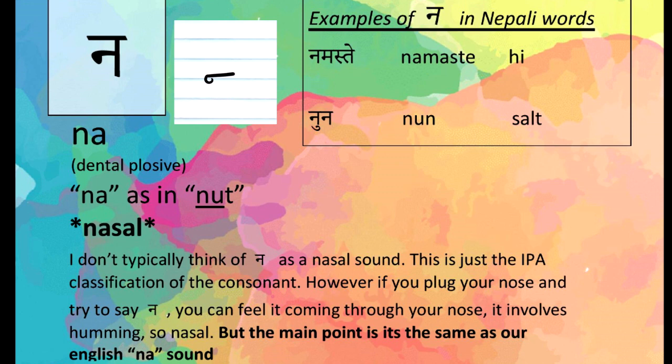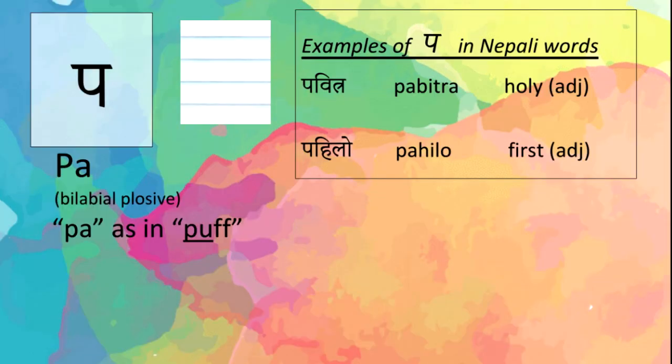And next we have na. Technically a textbook called it nasal, but don't worry about all that. Just understand that it's the same as our English na sound. Na as in nut. Examples of na in Nepali words are namaste, that's a good one to know, and also nun, which means salt. After na is pa, pa as in puff.